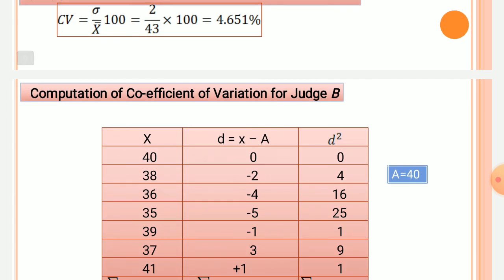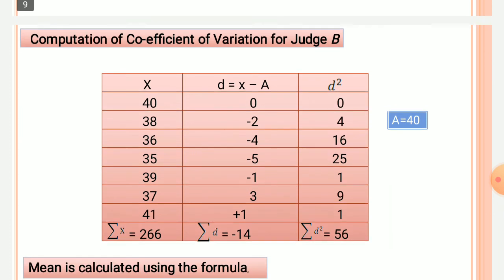So likewise, in the same way we have to calculate CV for judge B. So in the first column we take the values given, in the second column d, in the third column d square.